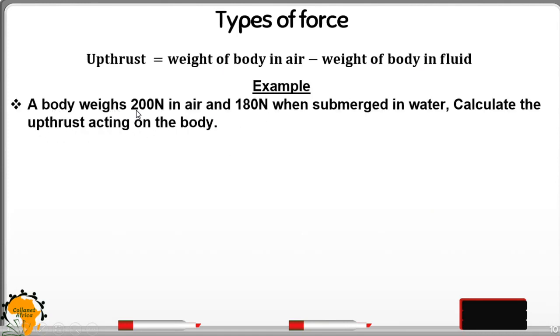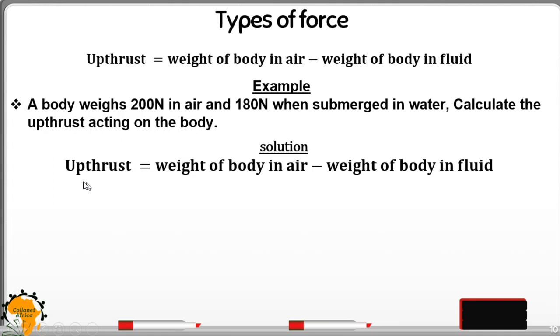We have a body that is weighing 200 Newton in air and 180 Newton when submerged in water. Calculate the upthrust acting on the body. Whenever we have calculations, we always start with the formula. This is our formula. Then after putting the formula, we substitute our values. Weight of body in air is 200 Newton. Put that. And then weight of body in fluid is 180. That is what we have here. Then subtract. When you subtract, you get 20 Newton. So in this example, the upthrust is 20 Newton.